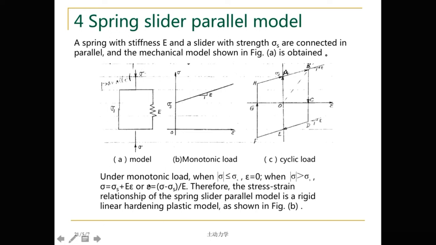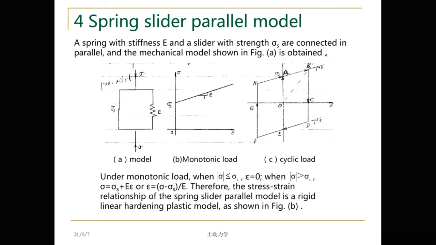Then we can write the constitutive relationship of it: epsilon equals sigma minus sigma s over E. Therefore, the stress-strain relationship of the spring slider parallel model is a rigid linear hardening plastic model, as shown in figure B.